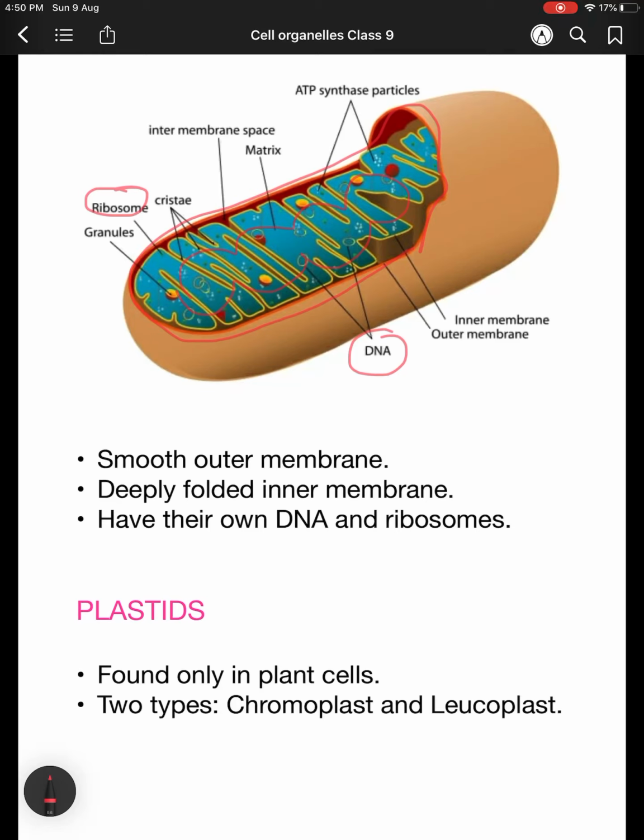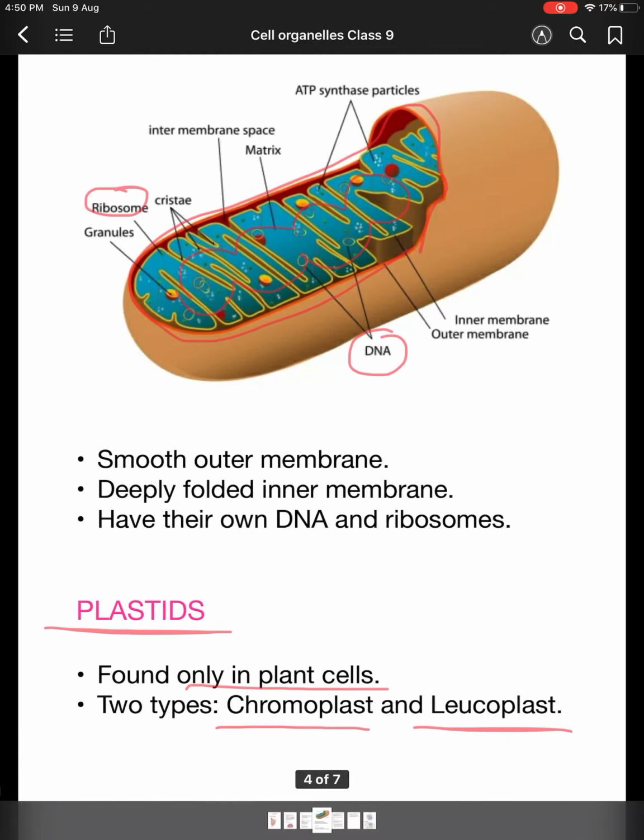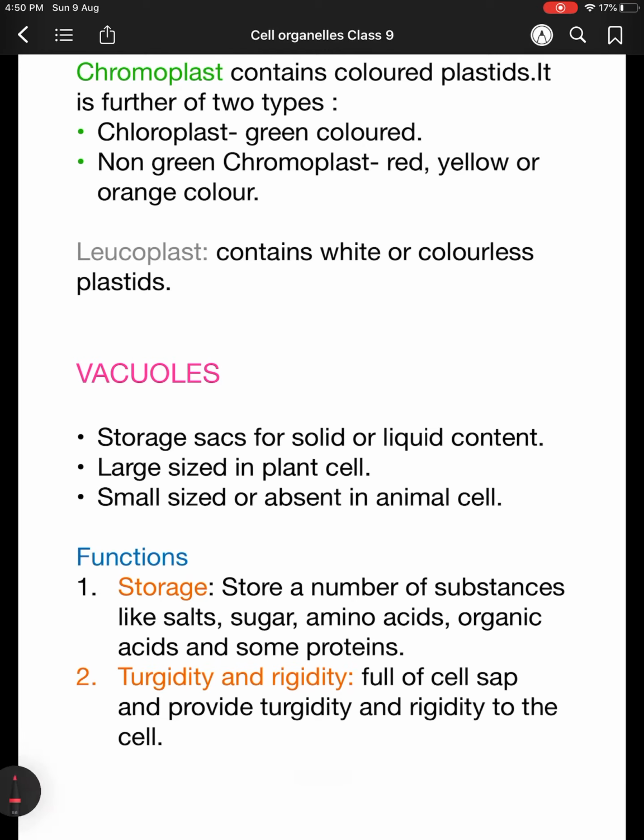Now, our next organelle is plastids. They are present only in the plant cells. On the basis of pigments present in them, plastids are of two types, chromoplast and leucoplast. So, first we talk about the chromoplast. Chromoplast contains colored plastids. It is further of two types, chloroplast and non-green chromoplast.